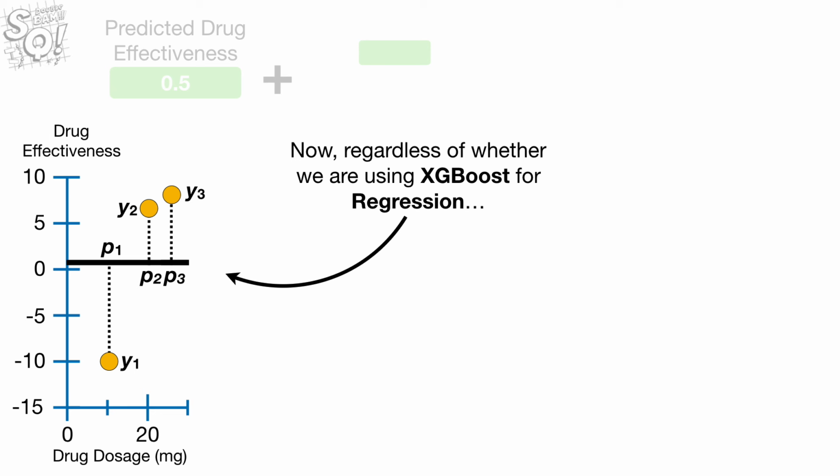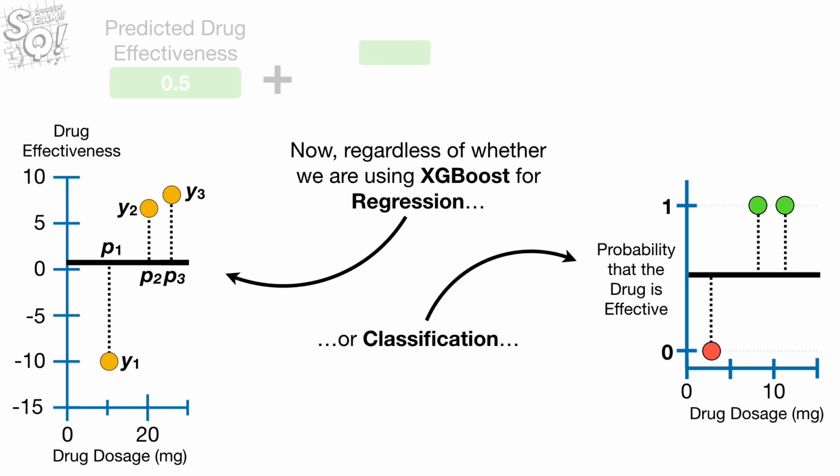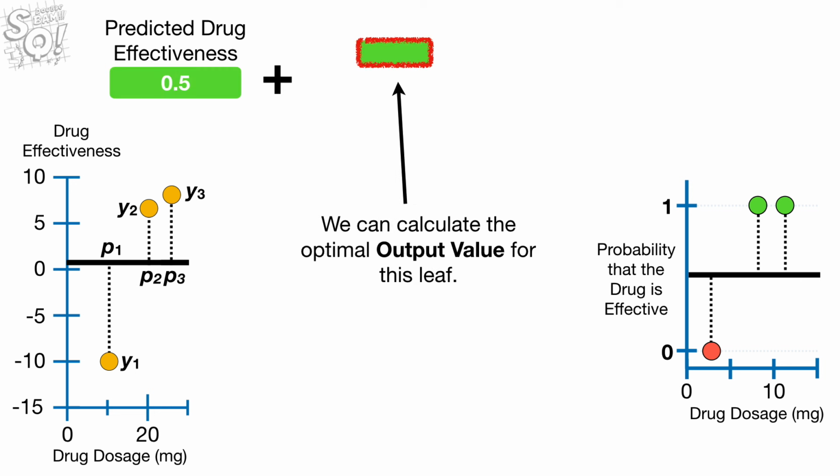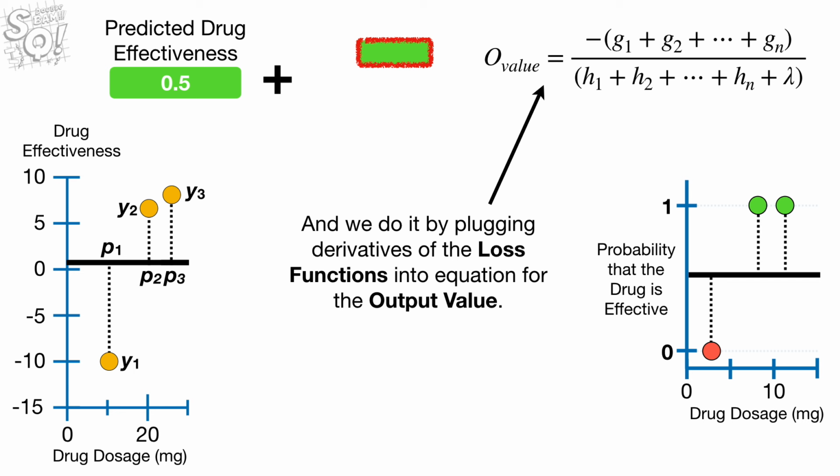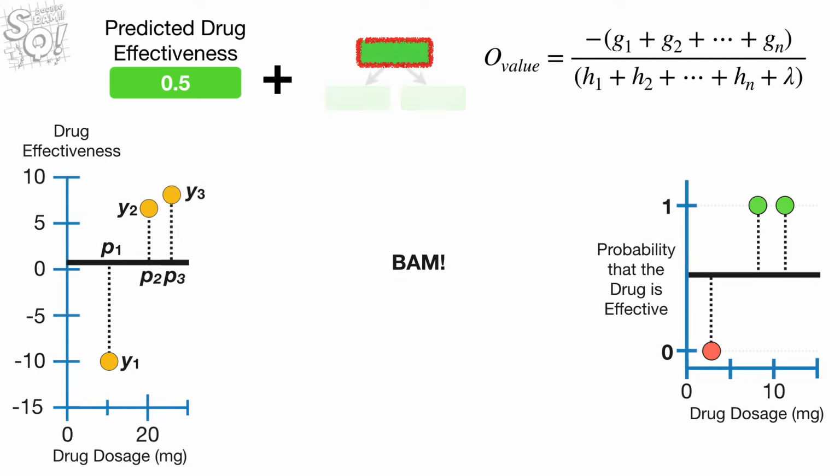Now, regardless of whether we are using XGBoost for regression or classification, we can calculate the optimal output value for this leaf. And we do it by plugging derivatives of the loss functions into the equation for the output value. Bam.